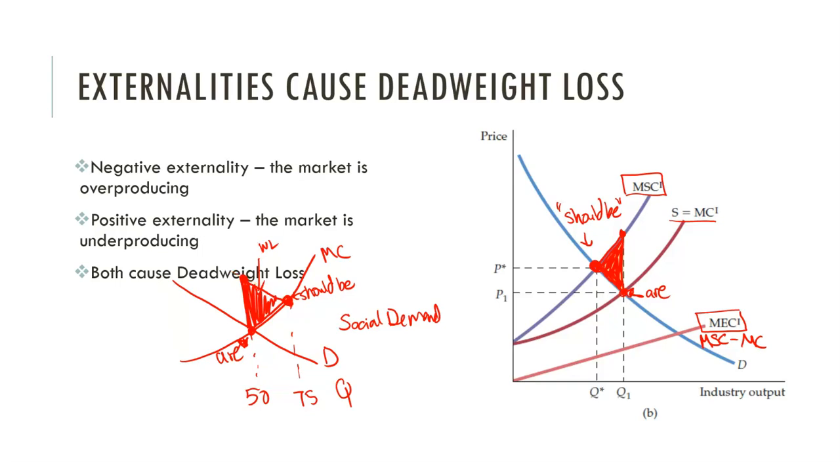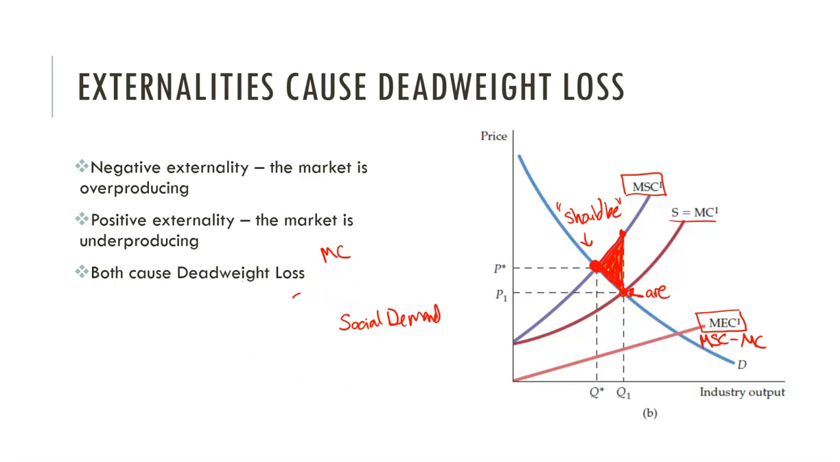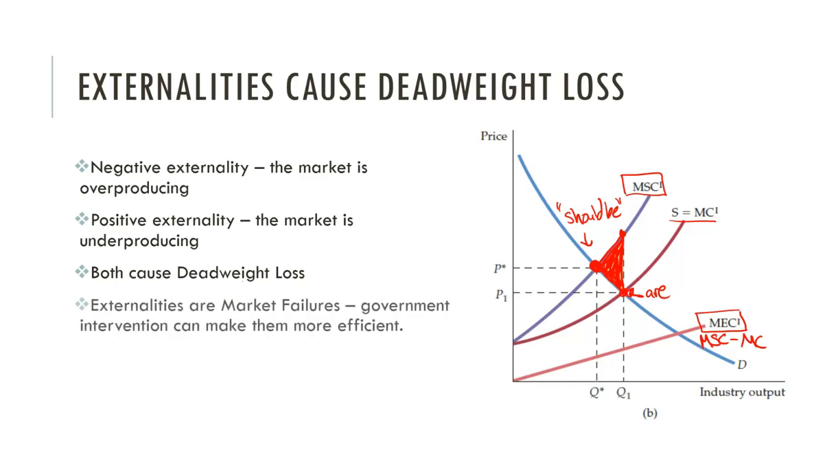So both positive and negative externalities cause deadweight loss. On the negative side, we have this extra cost to society. And on the benefit side, positive externality, we have this extra benefit that we're not getting, right? We're missing out on a benefit. So externalities are considered market failures, meaning the market is not producing at the actual efficient level, and government intervention can make them more efficient.